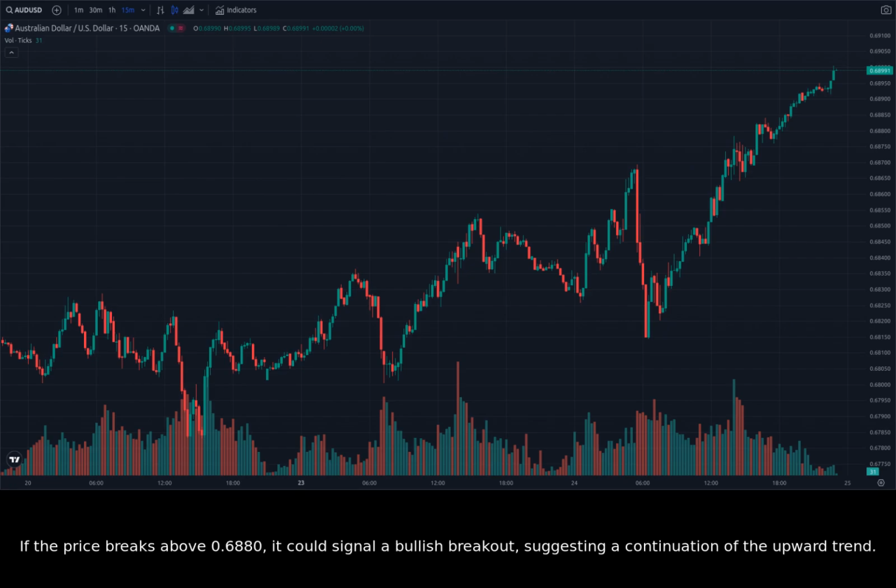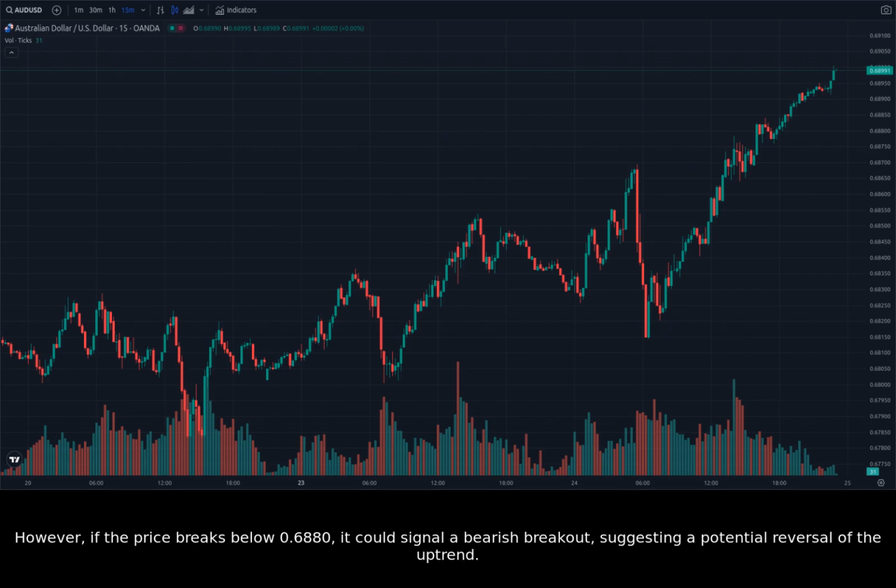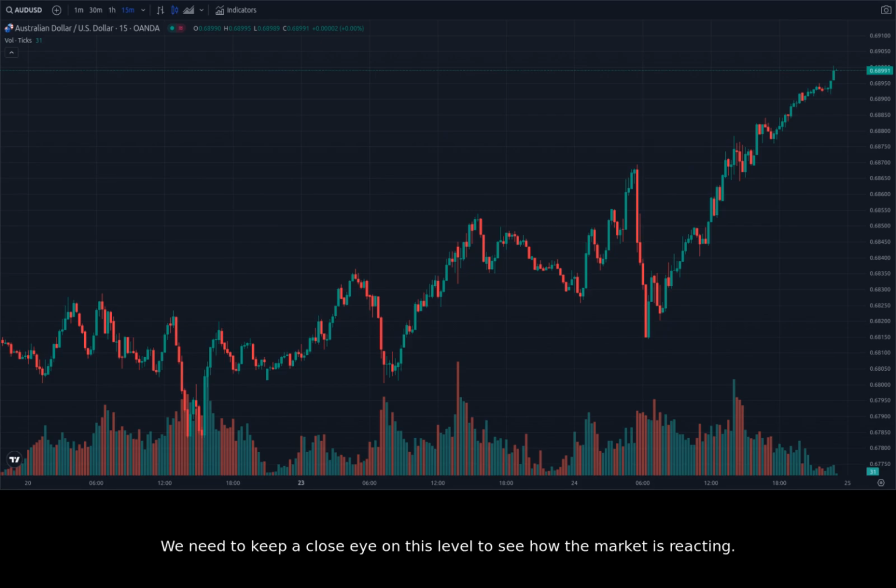If the price breaks above 0.6880, it could signal a bullish breakout, suggesting a continuation of the upward trend. However, if the price breaks below 0.6880, it could signal a bearish breakout, suggesting a potential reversal of the uptrend. We need to keep a close eye on this level to see how the market is reacting.